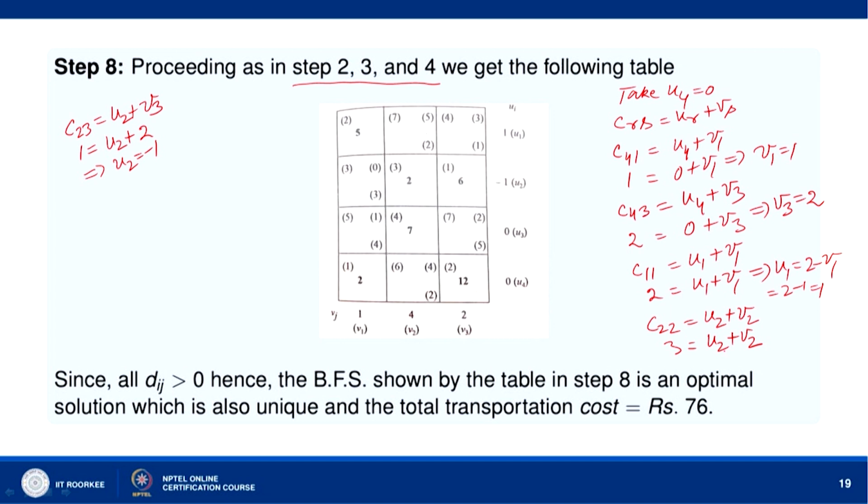When U2 equals minus 1, B2 equals... since U2 equals minus 1, we get B2 equal to 4. Okay. Yes. Then we have this one.